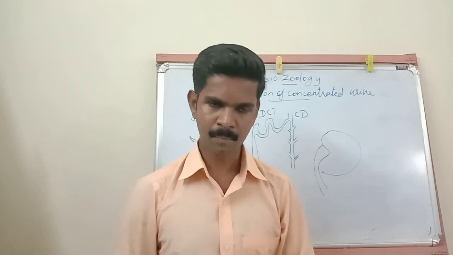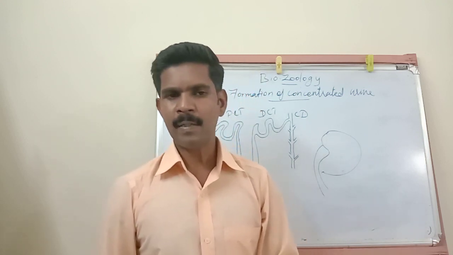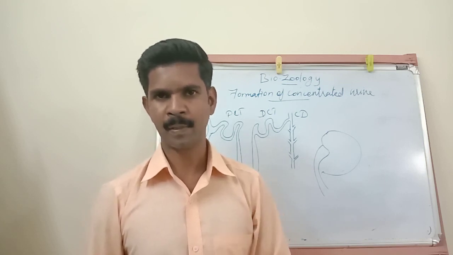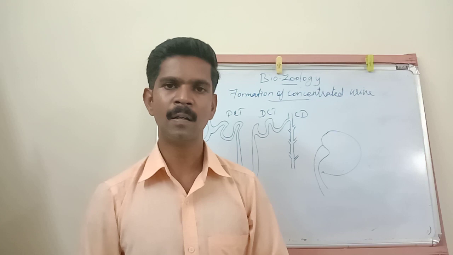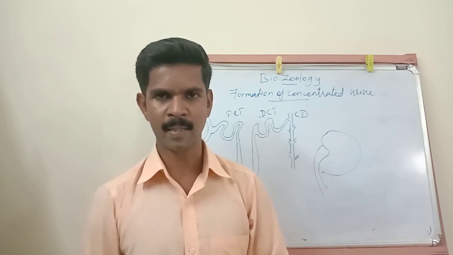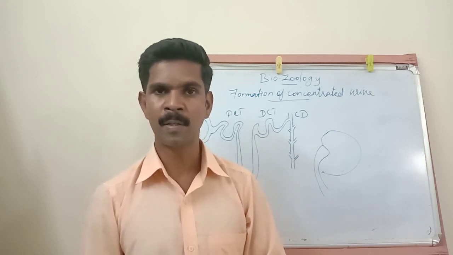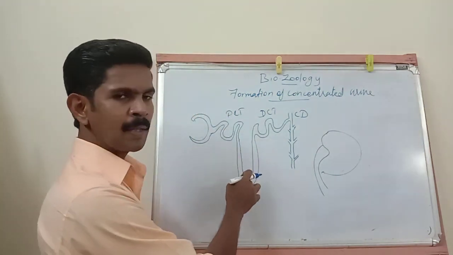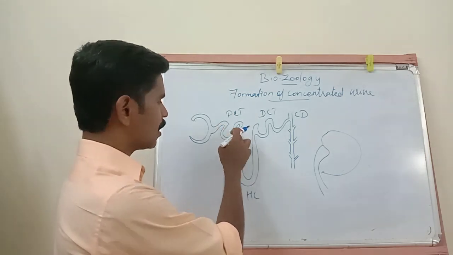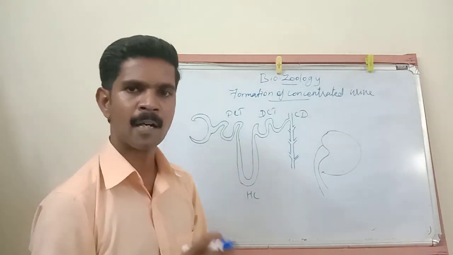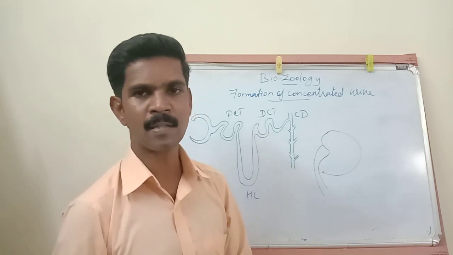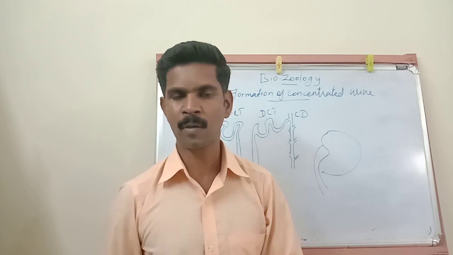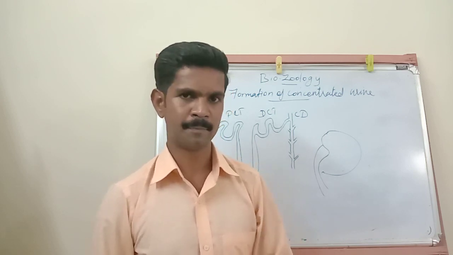Next, between the proximal convoluted tubule and the descending limb, the osmolarity of the glomerular filtrate is similar to the osmolarity of the blood. This is the proximal convoluted tubule, this is the descending limb. In between them, the osmolarity of the blood and the glomerular filtrate is maximally similar.